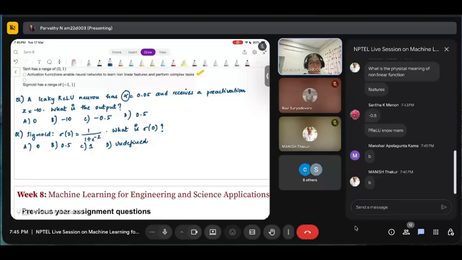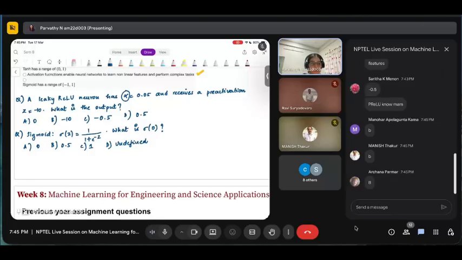So what is sigmoid of 0? Yeah, as we know from the curve itself, it is 0.5.